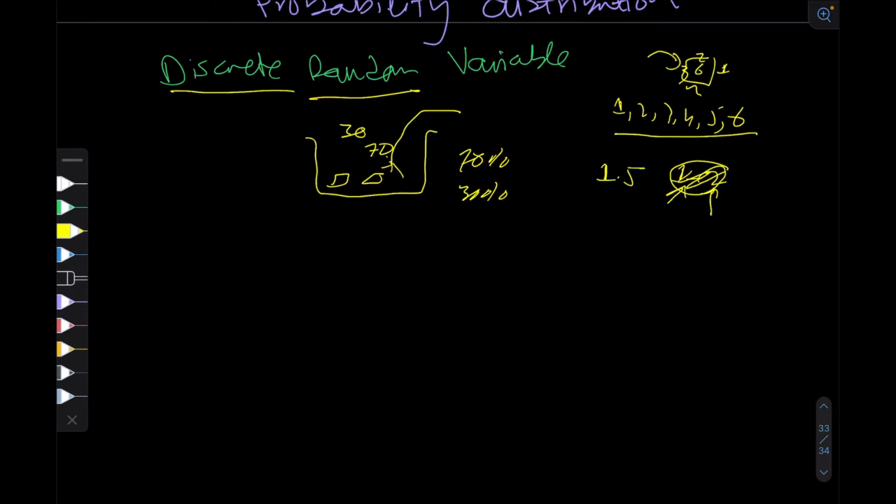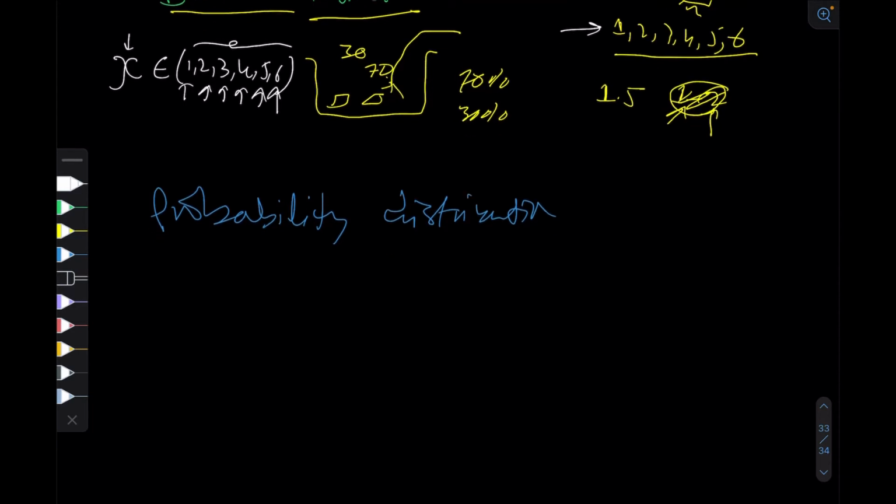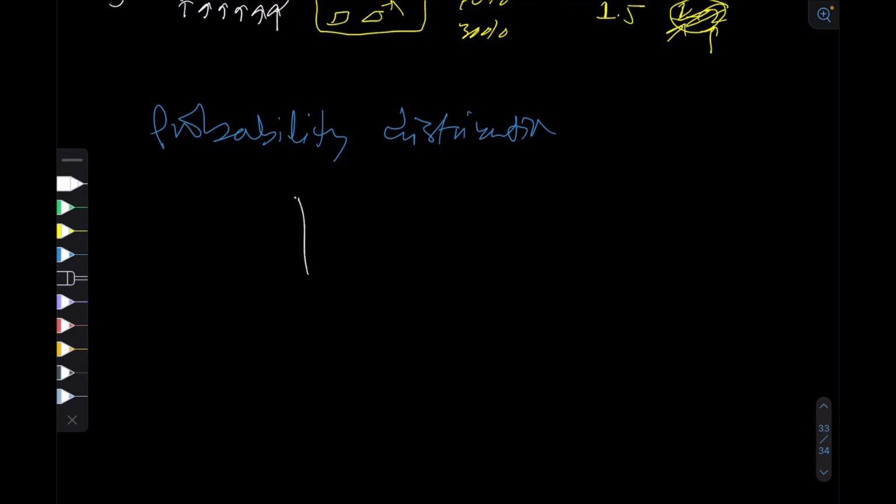So let's come to probability distributions. One thing here is that if x is some discrete random variable, I can say that x is an element of, if I take the example of a die, 1, 2, 3, 4, 5, 6. What this means is that this variable x can be 1, 2, 3, 4, 5 or 6, nothing else, right? So let me go ahead and draw a table.